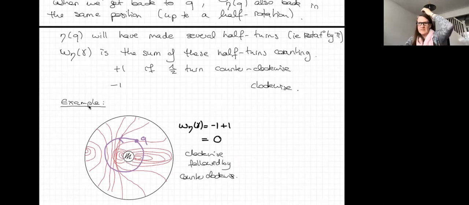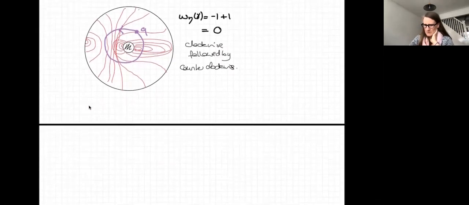In the slides, I have done another example so that you can check whether you see how to calculate these winding numbers. I'm going to stop at one here so that we don't spend too much time drawing foliations.